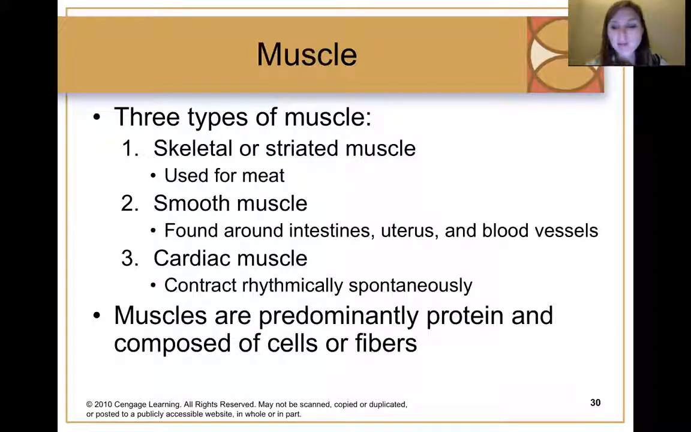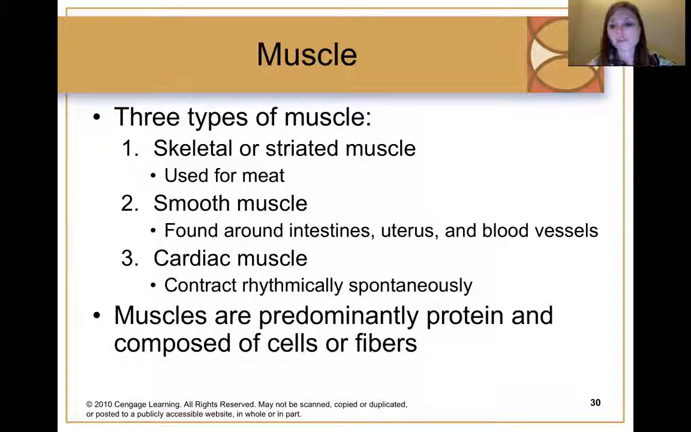And then cardiac muscle would be cardiac. So we talked about cardiovascular. So cardiac means around the heart. So cardiac muscle will be the muscle that's around the heart, and that actually contracts rhythmically and spontaneously. So it contracts in a certain rhythm, and it spontaneously contracts. So it doesn't really need to be told to contract to do what it wants to do.